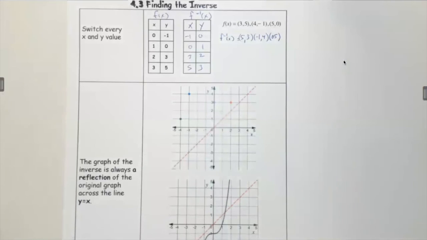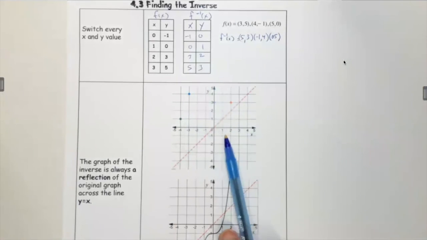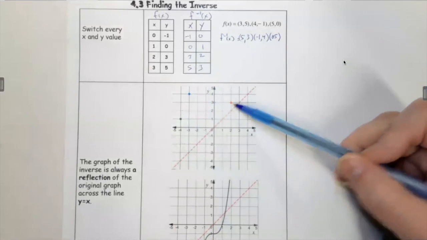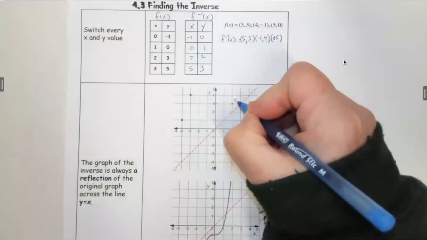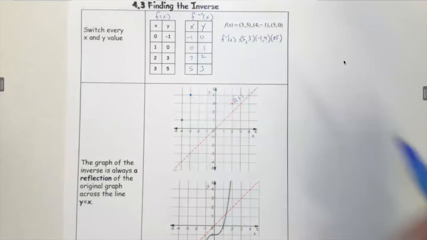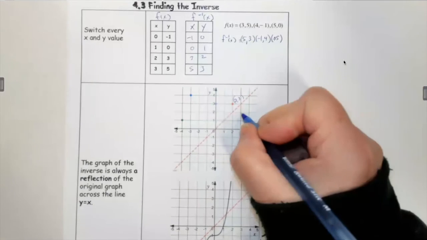If that is true in a table of values and in the ordered pairs, that would also be true on a graph. My first point is at 2, 3. This is the point, 2, 3. I am looking for the inverse. I would switch those points. 3, 2. I'm looking for 3, 2.